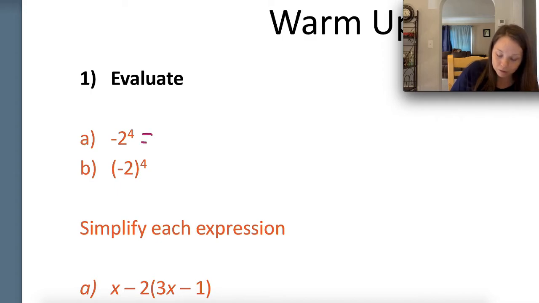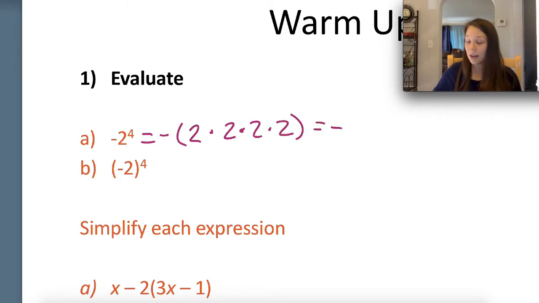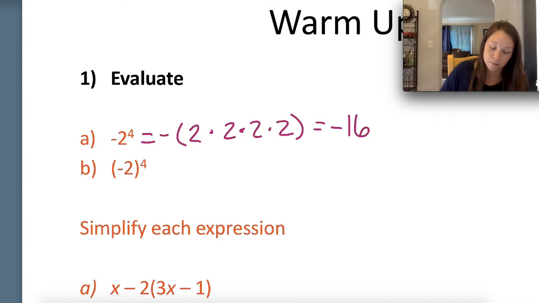What we want to be mindful here is that there's no parentheses. So what this problem is telling us to do is to take negative and then multiply 2 by itself 4 times. Okay, and that's going to end up giving us a -16. So we have to basically compute this 2 to the power of 4 first, then multiply it by the negative.